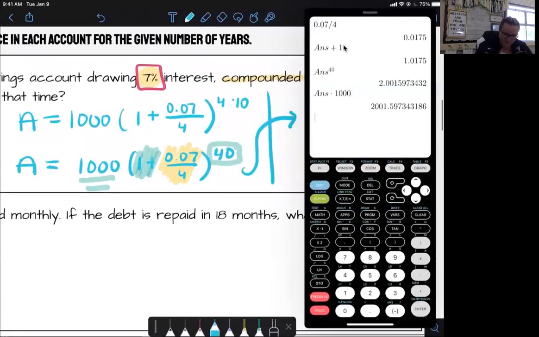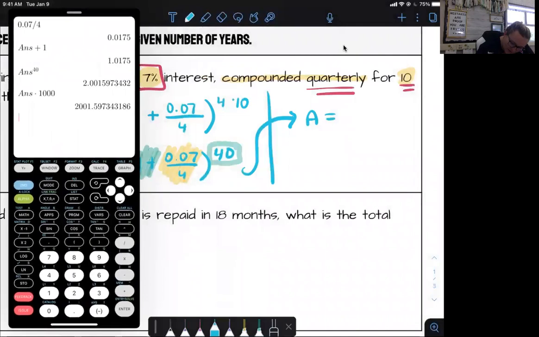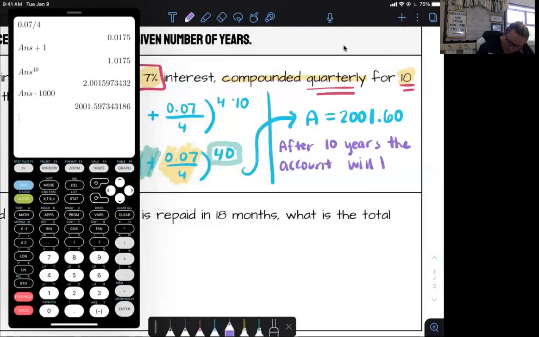So our final answer is going to be 2001.597. So we're going to round that to 60. So after 10 years, the account will have $2,001.60.